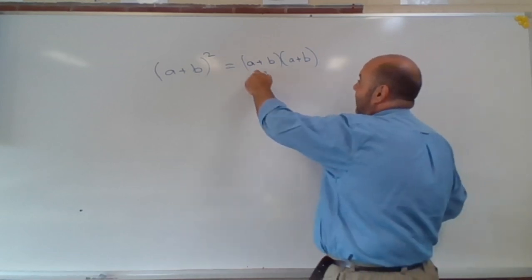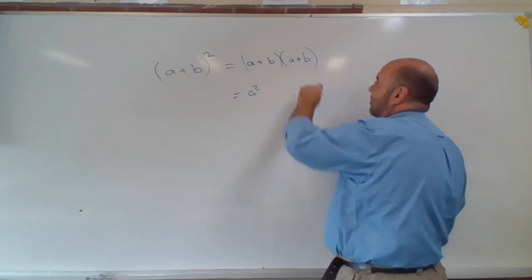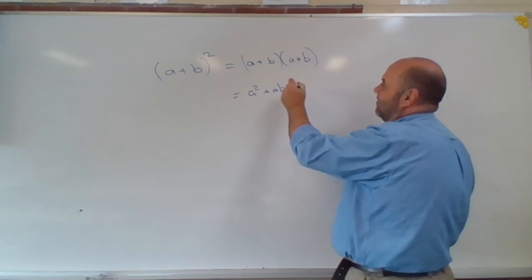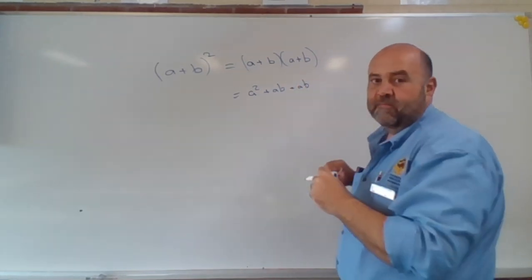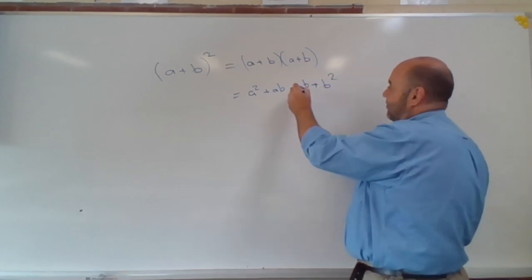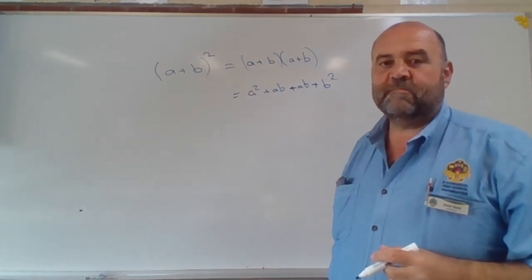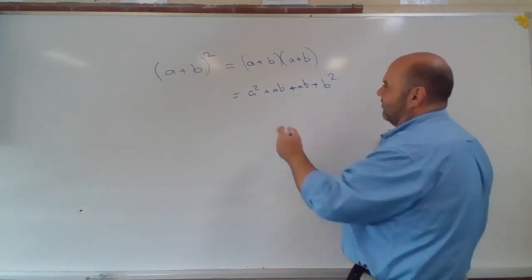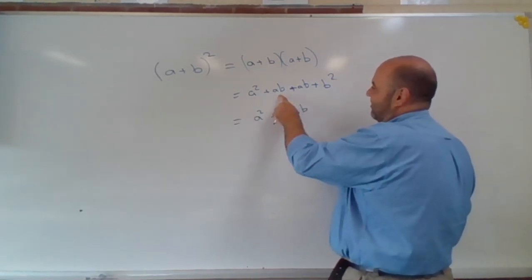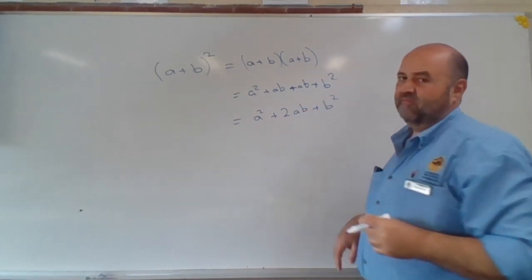So that means that A is multiplying A to give me A squared. A is multiplying B to give me AB. B is multiplying A to give me AB, in alphabetical order. And then B is multiplying B to give me B squared. So what have I got? Let me simplify this. I've got A squared plus 2AB, because AB plus AB is 2AB, plus B squared.